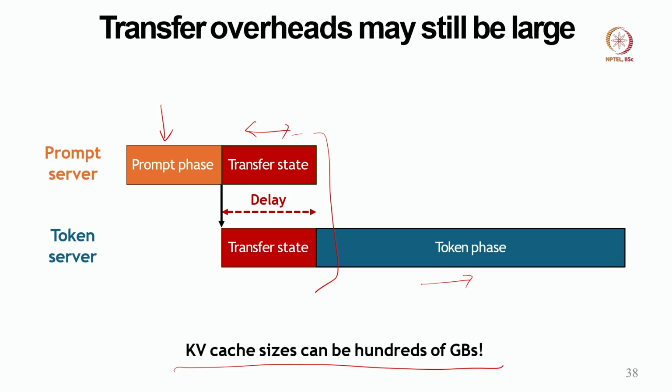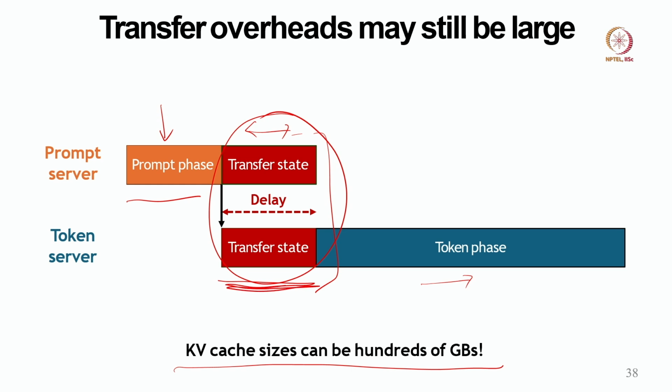Now, again, there is a prompt phase in the prompt server, and then the KV cache needs to be transferred from the prompt server to the token server. So this transfer state can be very, very high, and this adds to the latency, right? Nothing is free. Every operation in our system takes some time. Every memory operation takes some time, right? So, if we talk about the time to first token, TTFT, this TTFT will be the prompt phase plus this transfer phase, which is actually high, correct.